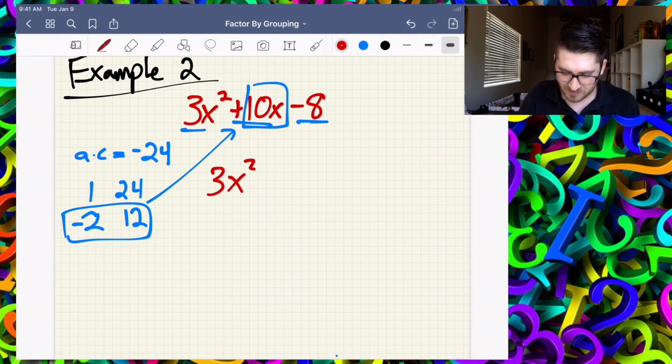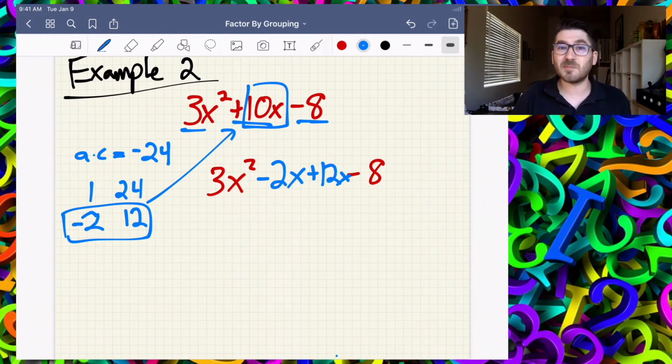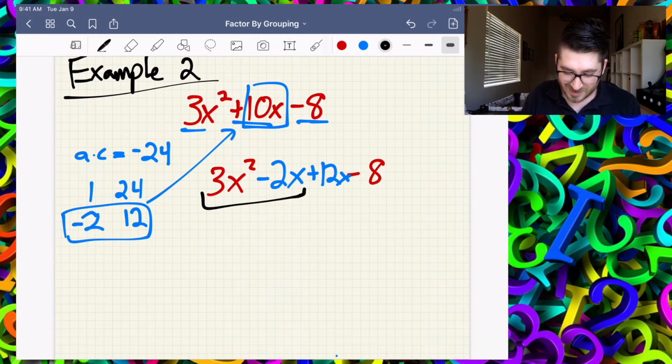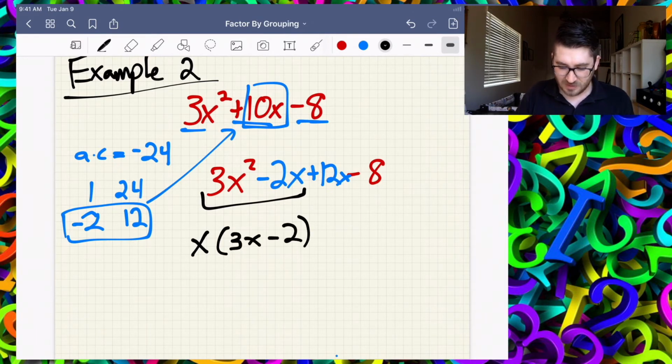3x squared, my minus 8's still there, and now the splitting. It'll be minus 2x plus 12x. Now we've split that, and we can go into the factoring by grouping. Our first group, it has a common factor of x. When I factor that out, I'm left with 3x minus 2. In my second group, they have a common factor of 4.